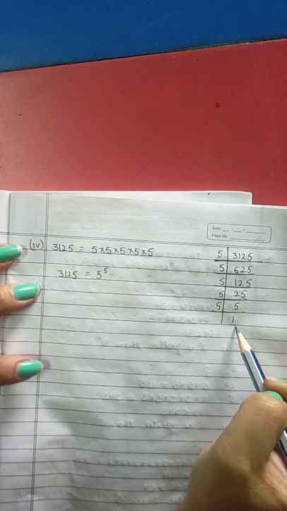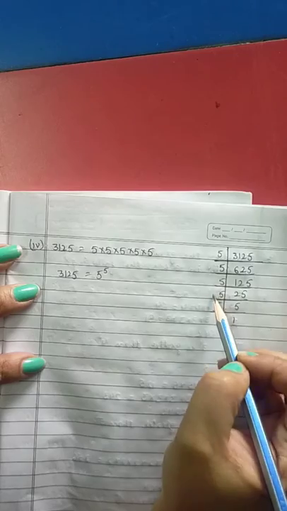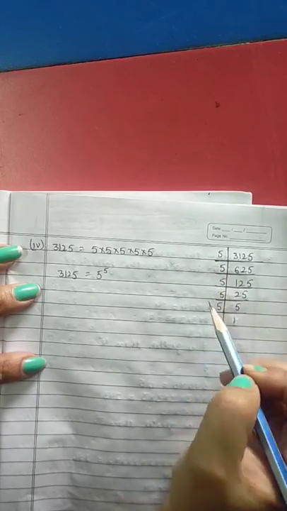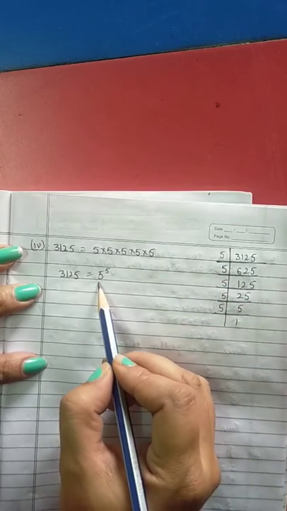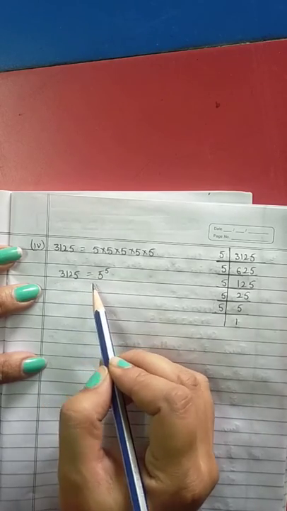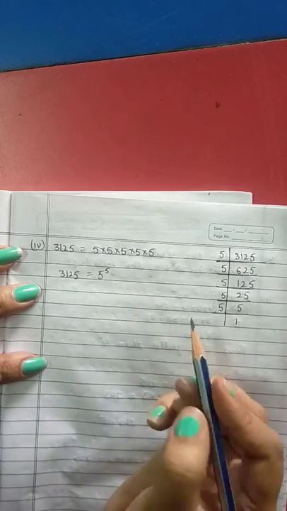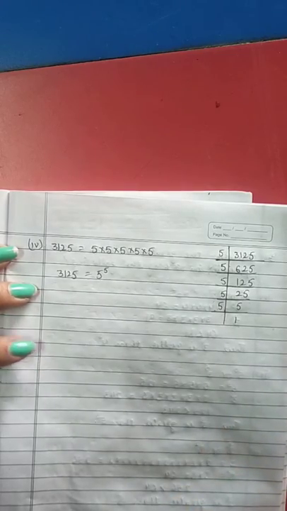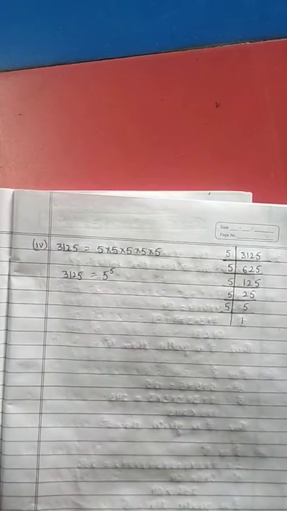So what we'll do here is check how many times 5 is appearing. You can see 5 is appearing 5 times, so write 5 raised to power 5. It means 3125 is equal to 5 raised to power 5, and this is the exponential notation of this part.